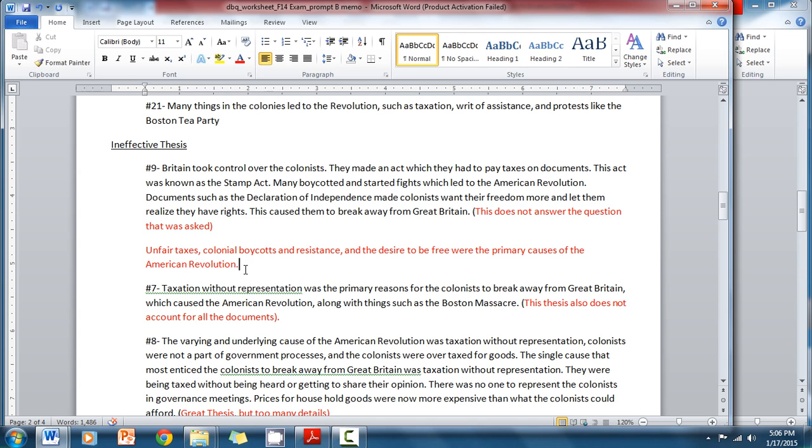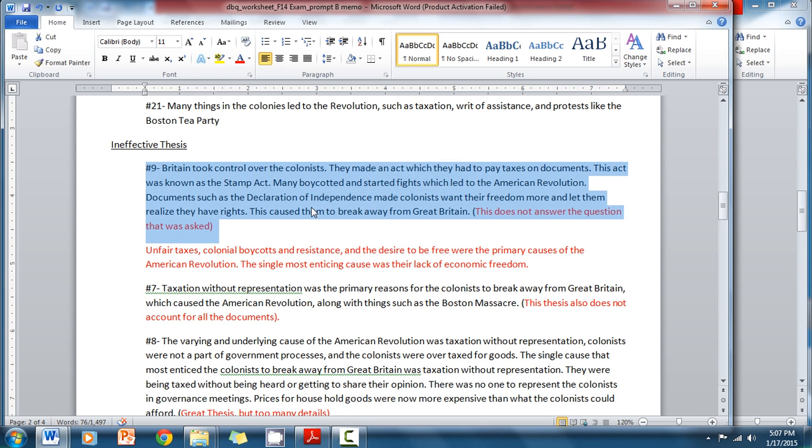The only other thing that this is missing is, well, what was the single most enticing cause? That is not anywhere in your thesis. So a person would have to figure that out. The single most enticing cause was their lack of economic opportunity, or we could say economic freedom. That's just kind of an example. So this would be a way more effective thesis than what's up here.